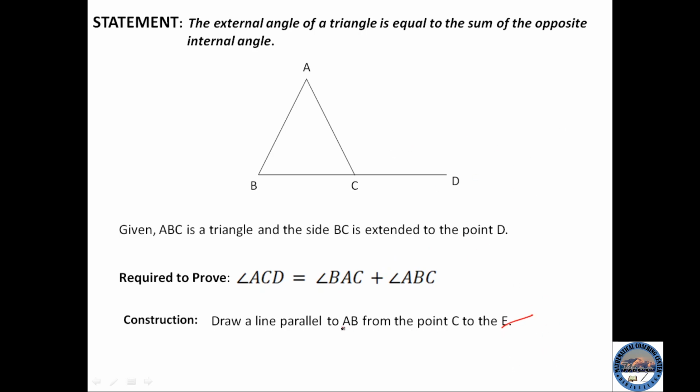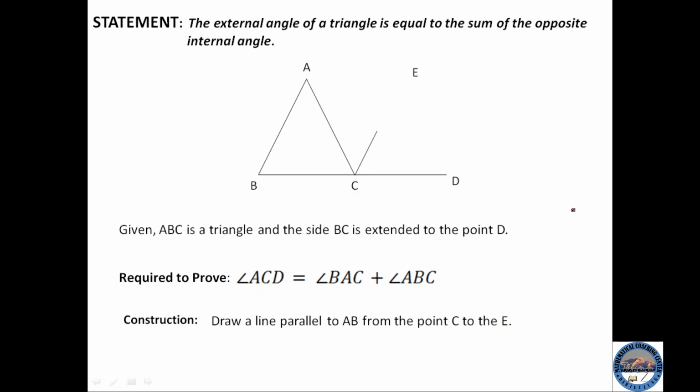In construction, we need to construct a line. Draw a line parallel to AB from the point C to a point E. So we must make a line that is parallel to AB, and it should start from the point C and end at some new point E. Okay, so let's see the construction.